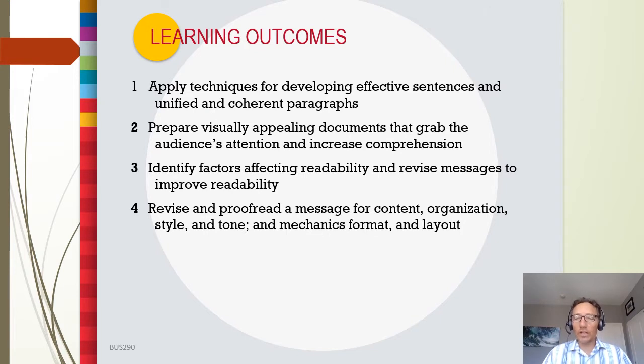So 4 learning objectives for this week. It's assumed that you already can write at a college English level. There's a prereq for the course with a certain writing standard. So we're not going to dive too heavily into revisiting grammar and sentence structure, but this chapter 4 is going to top line some of those components, and the bulk of my lecture is really going to focus on this 4th learning outcome about revising and proofreading messages to make sure you have good content, organization, style, and tone.